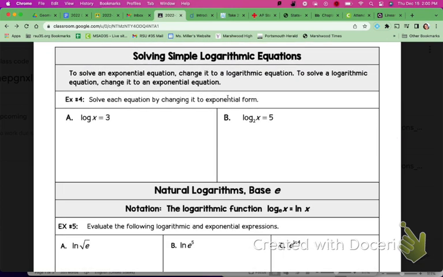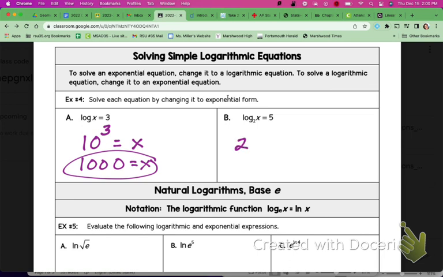Okay, so now solving basic log equations. We're going to do our conversion. Here we have a base of what on the log x? 10. So 10 to the third is going to be equal to x. 10 to the third is 1,000, so x is equal to 1,000. For B, my base is 2, so 2 to the 5th is equal to x. Is that 32? So we get 32.